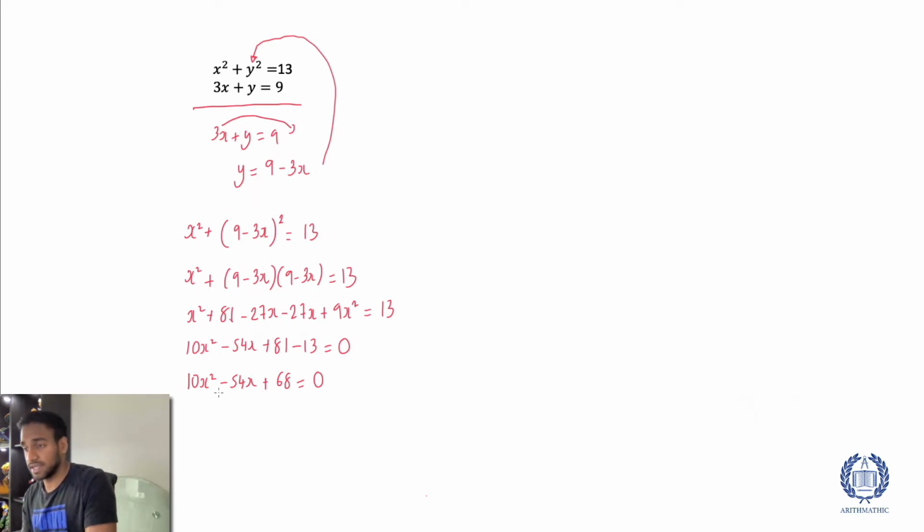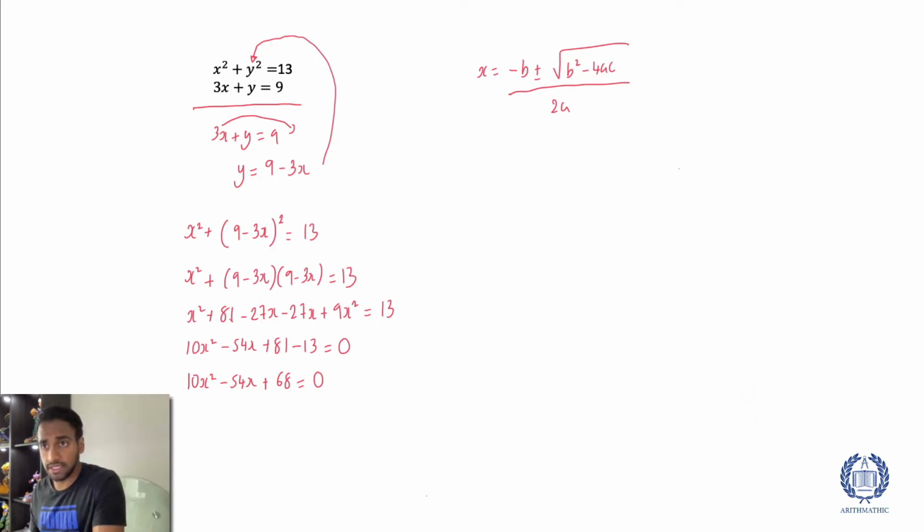Okay, so this is 10x squared minus 54x plus 68 equals 0. So what we're going to do is write the quadratic formula. So x equals minus b plus or minus the square root of b squared minus 4ac, all over 2a. So that's the quadratic formula. The way we're going to find a, b, and c: a, if you remember, is the value before x squared. b is the value before x, so that's going to be minus 54 for b. And then c is going to be the constant value, 68.